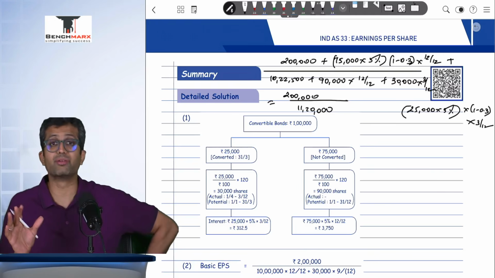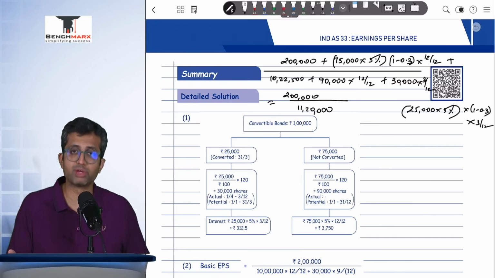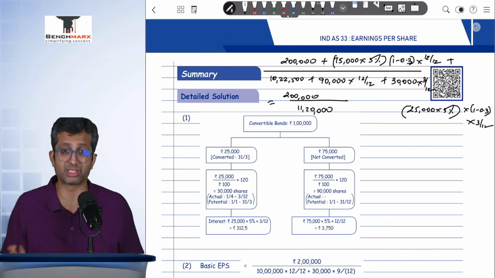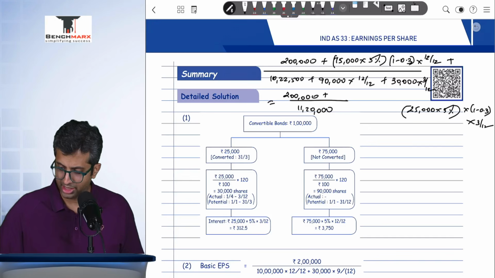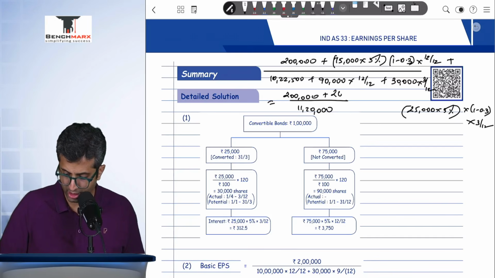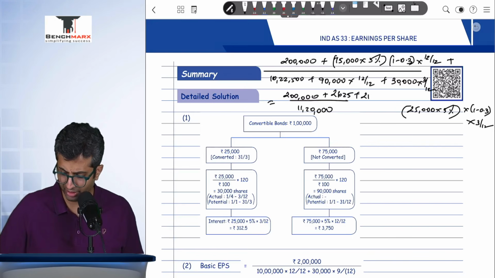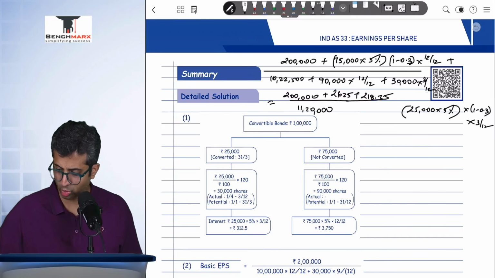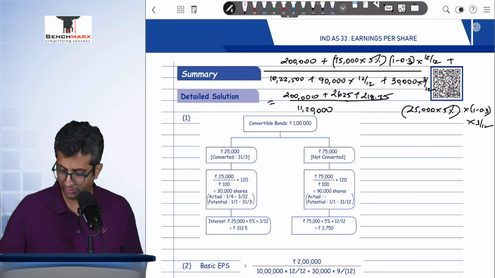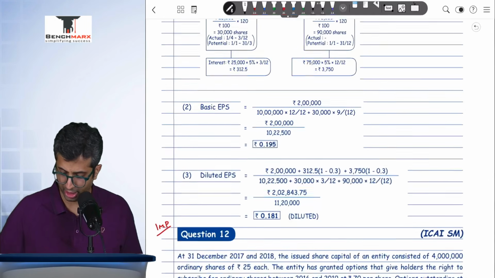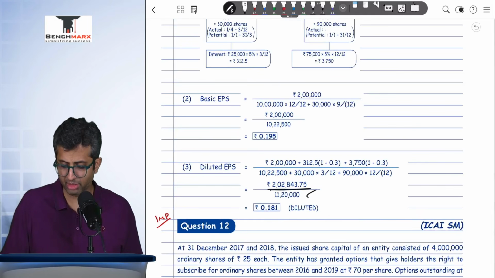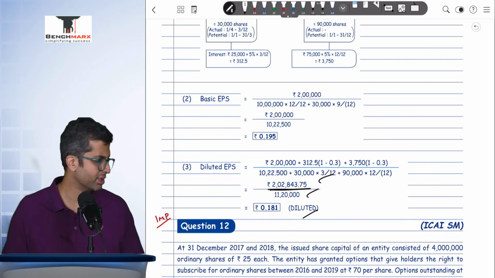Because for the first 3 months, they were potential. We are assuming that what if instead of 31st March, they were converted on 1st of January, then for the first 3 months also interest would not come. And hence to this, you will add 75,000 into 5%, that is 3750 into 0.7, 2625, and 25,000 into 5% into 0.7 into 3 by 12, 218.75. And hence, if I total up, this is what? I believe 2,02,843.75 divided by 11 lakh 20, and that will give you the diluted EPS.